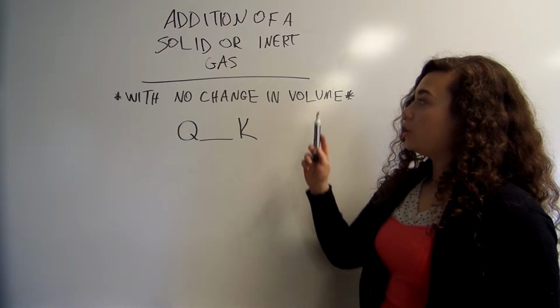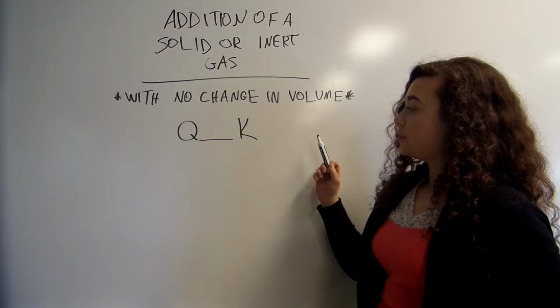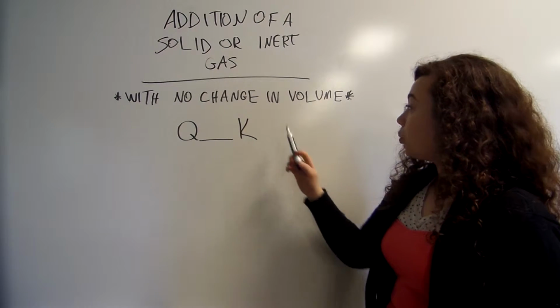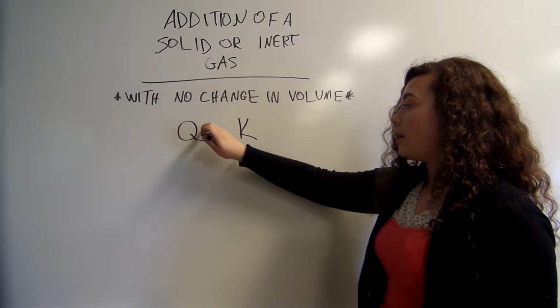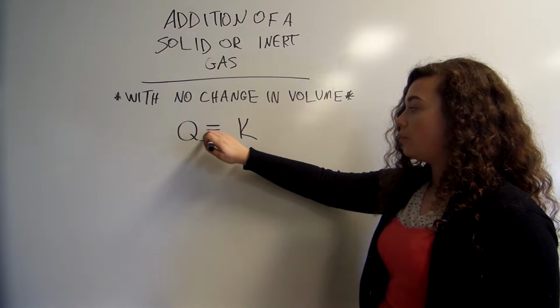So if a solid or an inert gas is added to the system at equilibrium with no change in volume, that's very important. As long as there's no change in volume, it will have no effect on the equilibrium whatsoever.